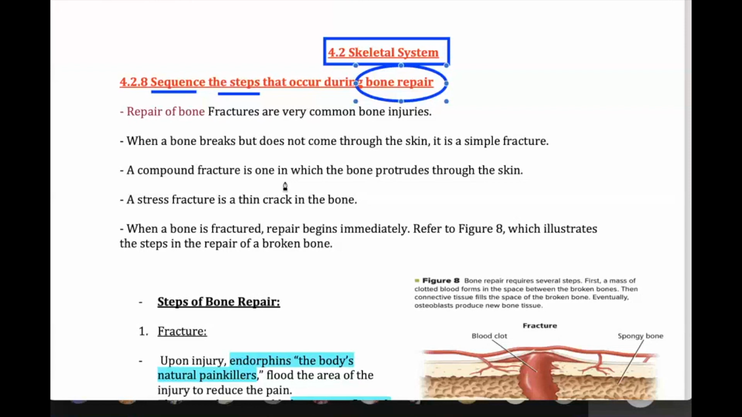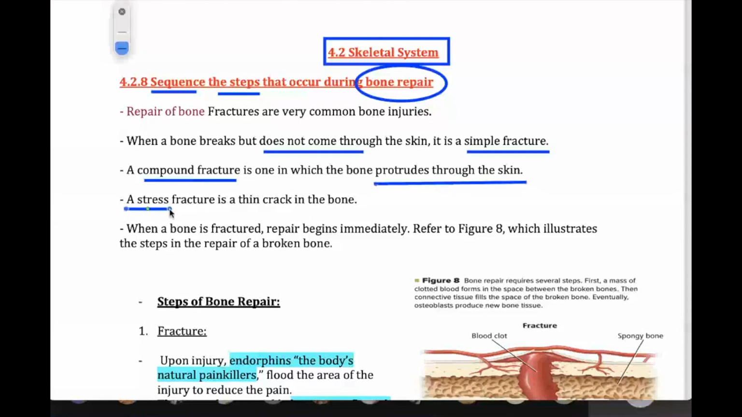First of all, remember that the fracture will be either a simple fracture, when the bone breaks but does not come through the skin. Then there is a compound fracture, when the bone protrudes, meaning it comes out through the skin. And then there is a stress fracture, which is a thin crack in the bone, but it's not broken and does not come out of the skin.